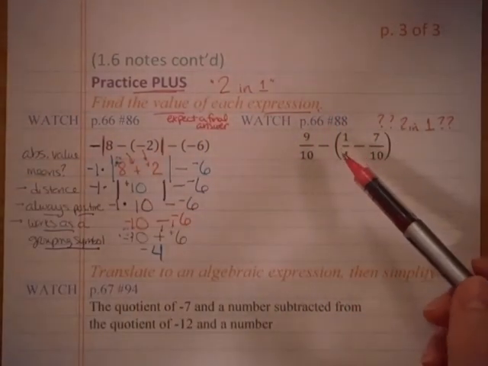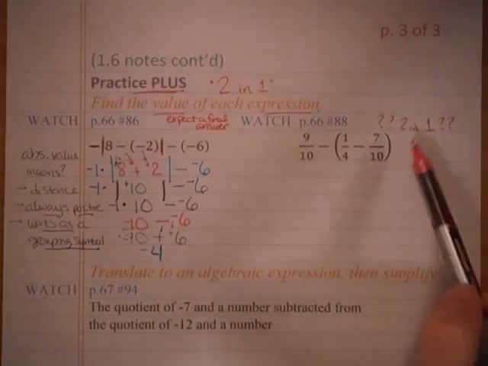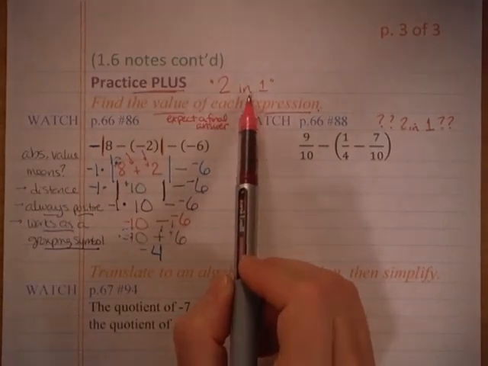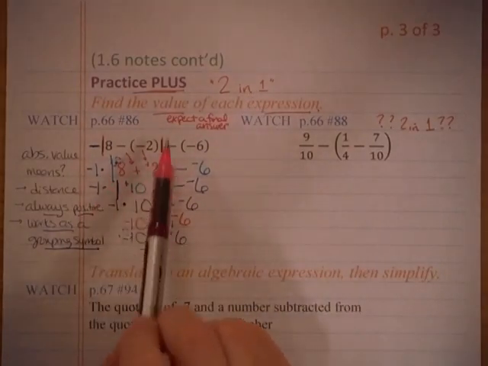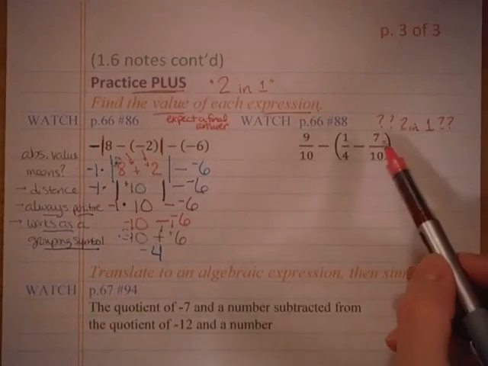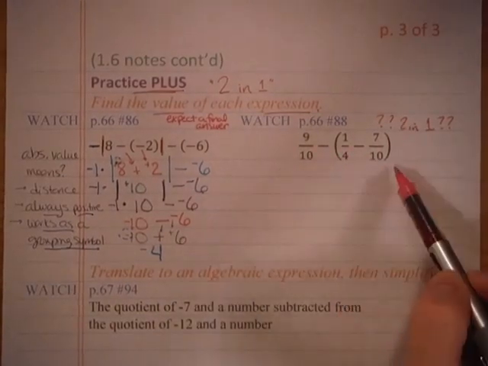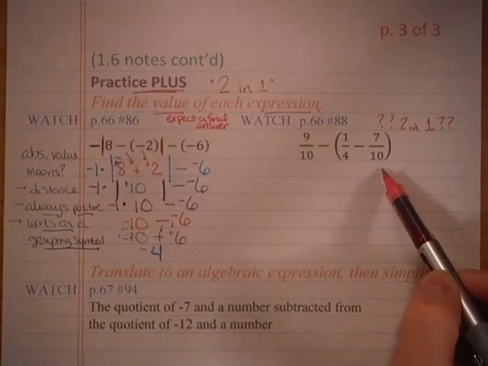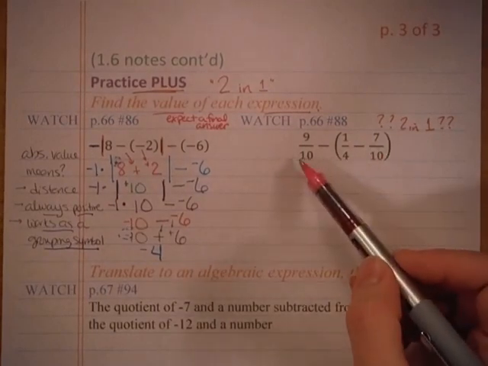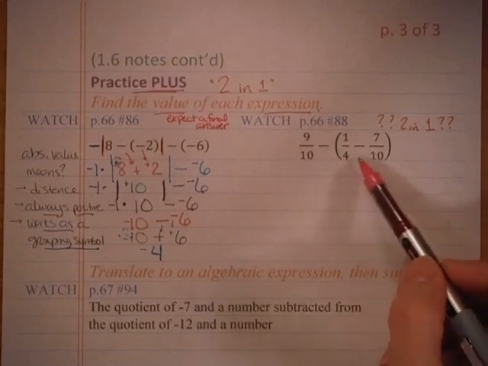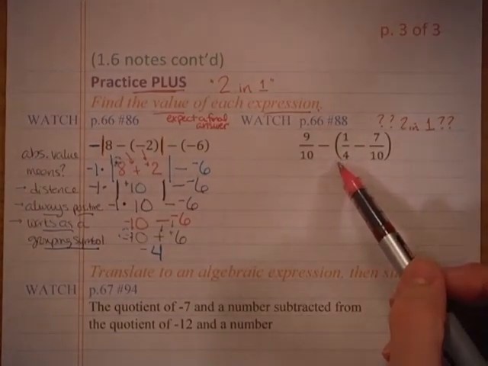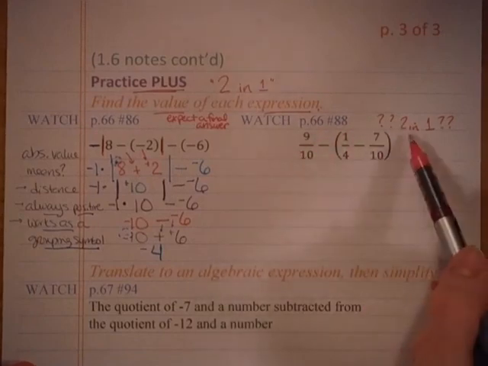And here's what I said earlier. At first glance, knowing we're in the Practice Plus section, expecting that we're working on 2 skills in one problem. We had absolute value and subtracting positive and negative numbers in the first one. I look at this and I don't see the second skill. I only see subtracting positive and negative fractions. Now, you could think of it as, well, it's fractions, but we just did problems with fractions already in this section. So where's the 2 in 1?